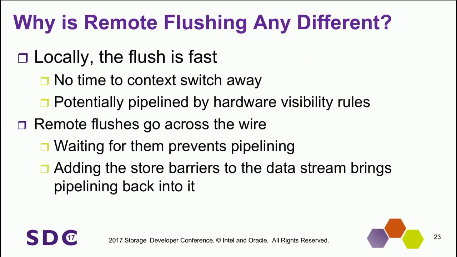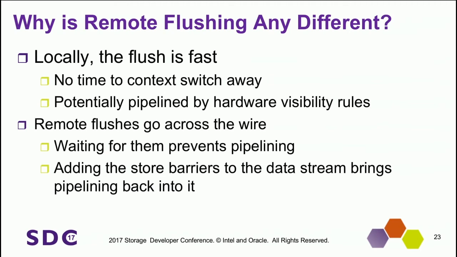All right, so we talked a bit about remote flushing here. So the question is why it's any different than a local flush, right? So locally, a local flush is fast. It's just a couple of CPU instructions, essentially. There's no context switch involved. And it offers the opportunity in a superscalar pipeline to be overlapped with other instruction execution. So perhaps even some of the latency can be hidden.